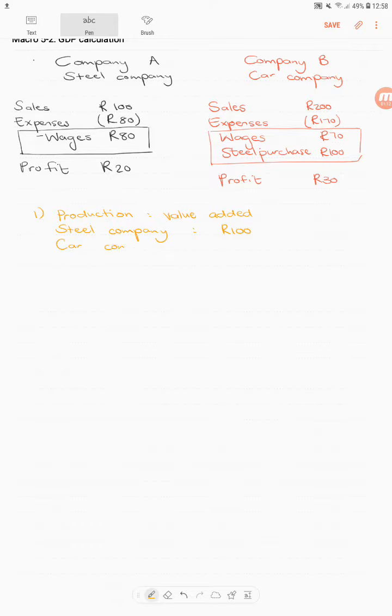The car company, on the other hand, has sales of 200 Rand, but we must extract the 100 Rand of sales from the steel company, so the car company adds 100 Rand in value. GDP is therefore equal to 100 Rand plus 100 Rand. 100 Rand from the steel company, 100 Rand from the car company, which means GDP is equal to 200 Rand.